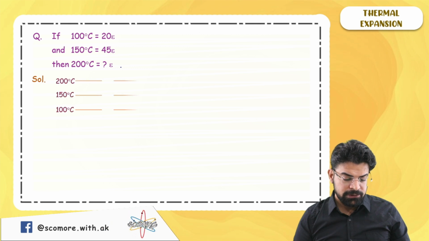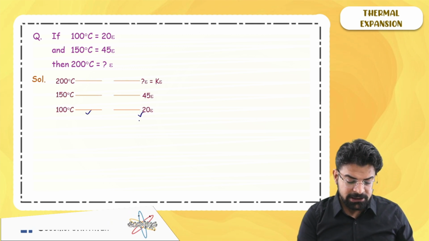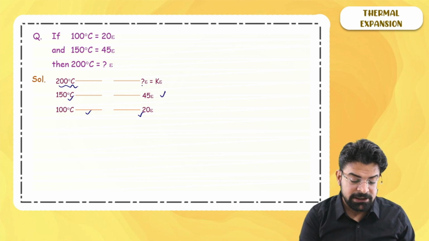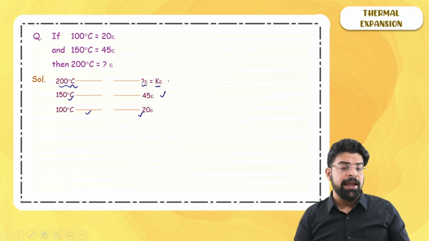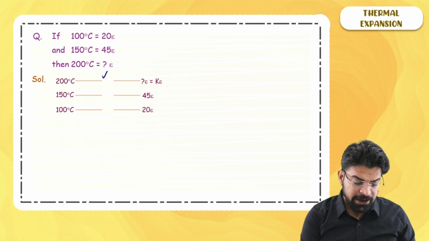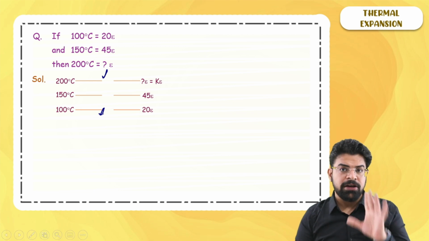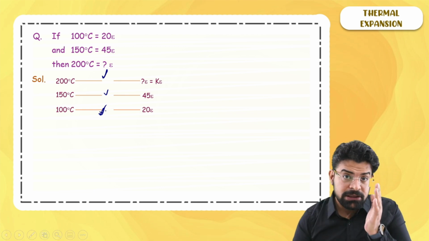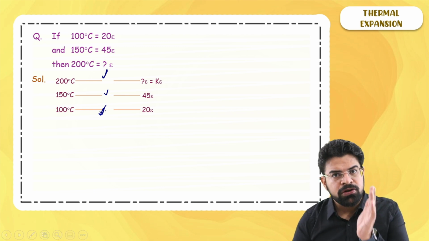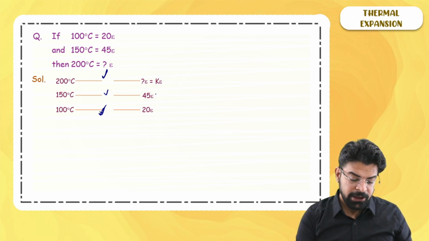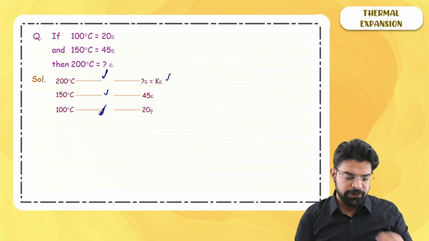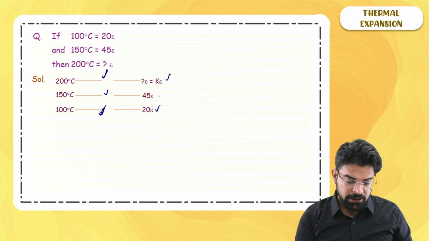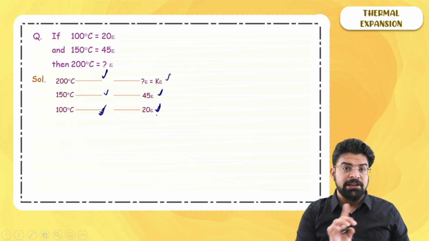So visualize the case. 100 degrees centigrade same as 20 E, 150 degrees centigrade same as 45 E, and you have to tell 200 degrees centigrade equals how many E. Let's say it's equal to KE. Use the formula. Given temperature minus lower fixed point, 200 minus 100, upon upper fixed point minus lower fixed point, 150 minus 100, is same for all scales. So then you can write on the right hand side for the E scale, given temperature KE minus lower fixed point 20E, upon upper fixed point minus lower fixed point, that is 45E minus 20E. This will be same for all scales.